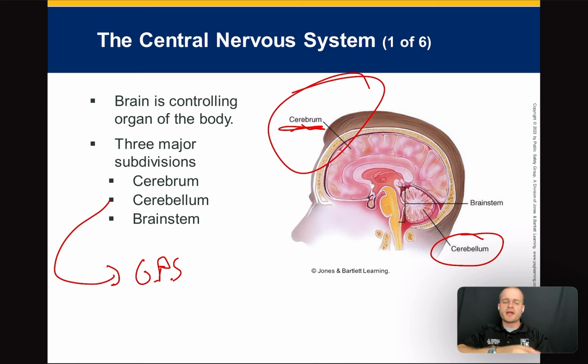Now, something I want to point out. The brainstem will dump down through here, through this hole called the foramen magnum, right?